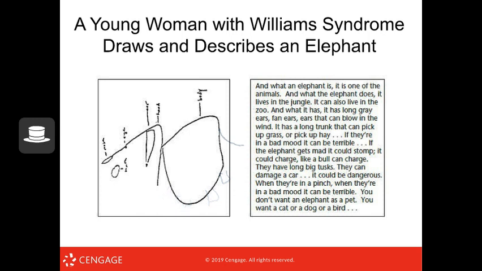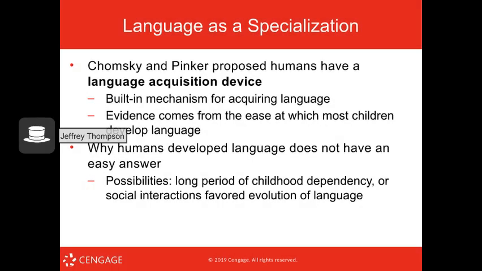They have big, long tusks. They can damage a car. It could be dangerous. When they're in a bad mood, it can be terrible. You don't want an elephant as a pet. You want a cat or a dog or a bird, right? That is skillful use of language.